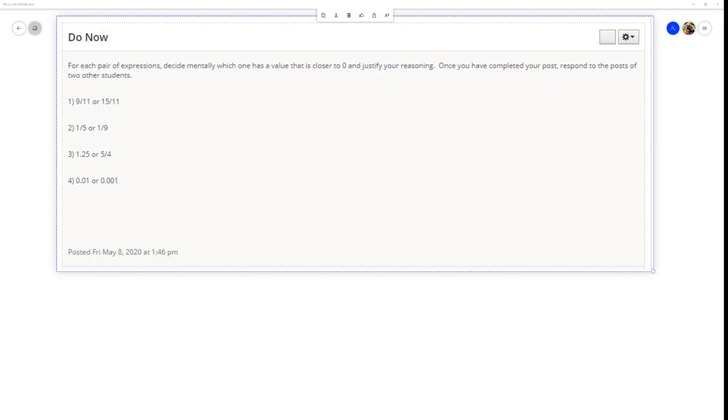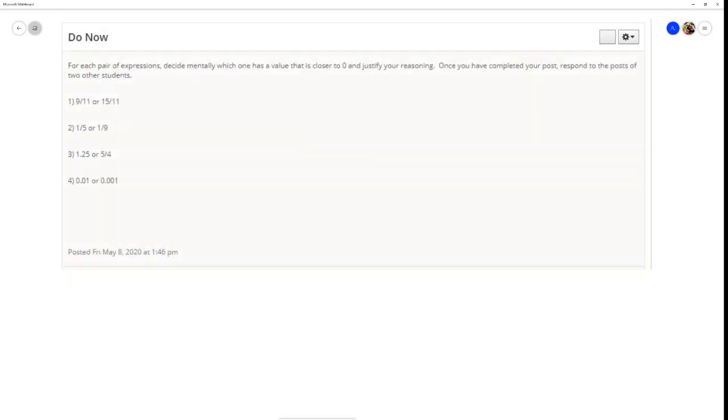All right, ladies and gentlemen, let's take a look at the do now. It says, for each pair of expressions, decide mentally which one has a value that is closer to 0 and justify your reasoning. Once you have completed your post, respond to the posts for 2 other students. So for each pair of expressions, decide mentally which one has a value that is closer to 0, and then justify your reasoning.